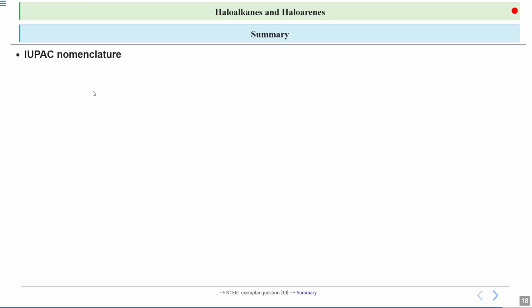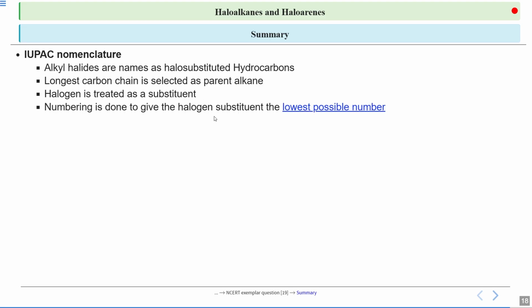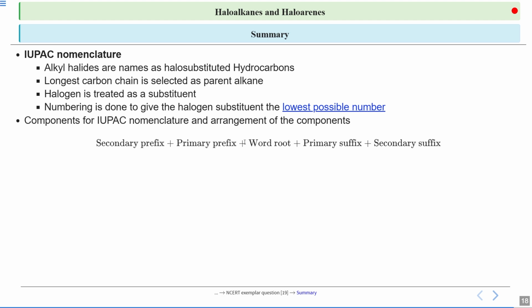Okay, let's see the summary. First of all, the IUPAC nomenclature. We have seen that alkyl halides are named as halo-substituted hydrocarbons, and then the longest carbon chain is selected as the parent alkane. Then halogen is treated as a substituent. Numbering is done to give the halogen substituent the lowest possible number. Components for IUPAC nomenclature and the arrangement of the components we have seen, which is secondary prefix will come first, then primary prefix, then word root, then primary suffix, and then secondary suffix.